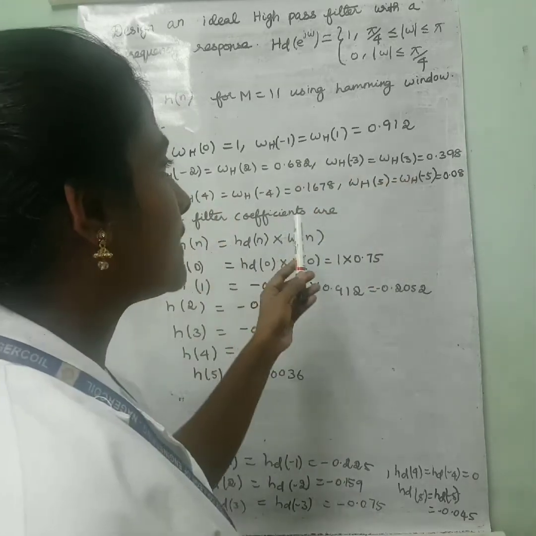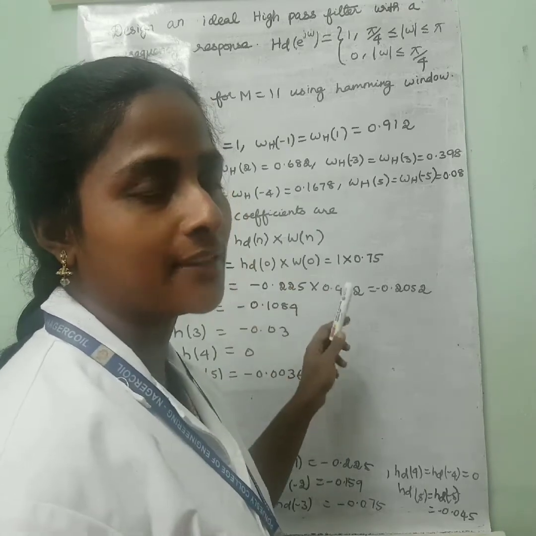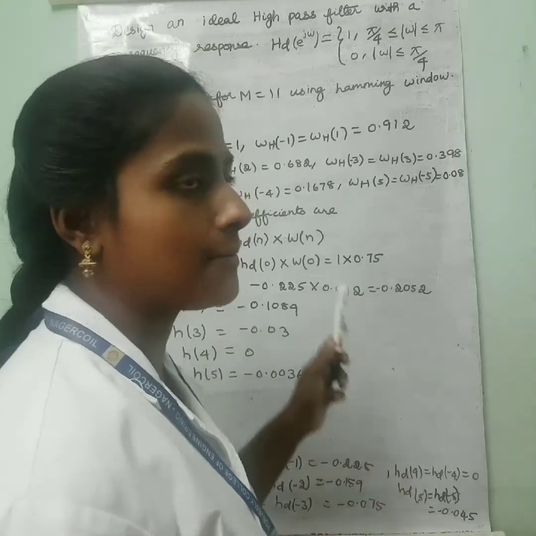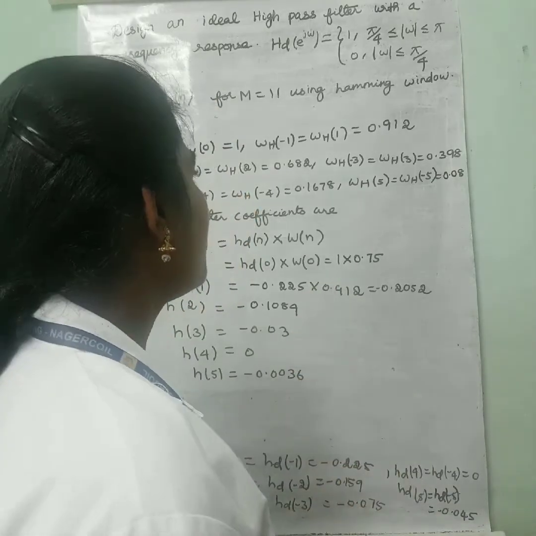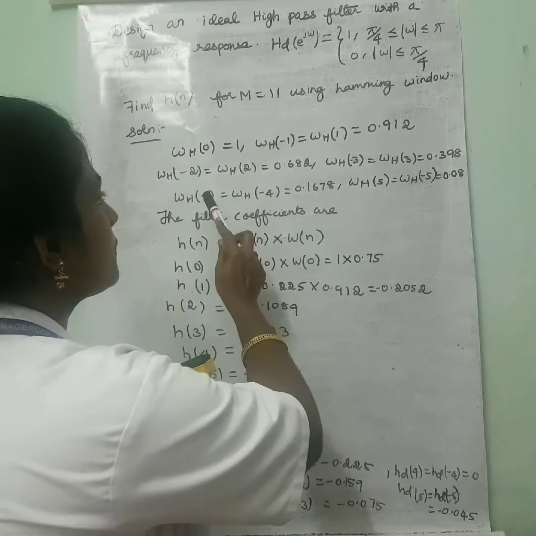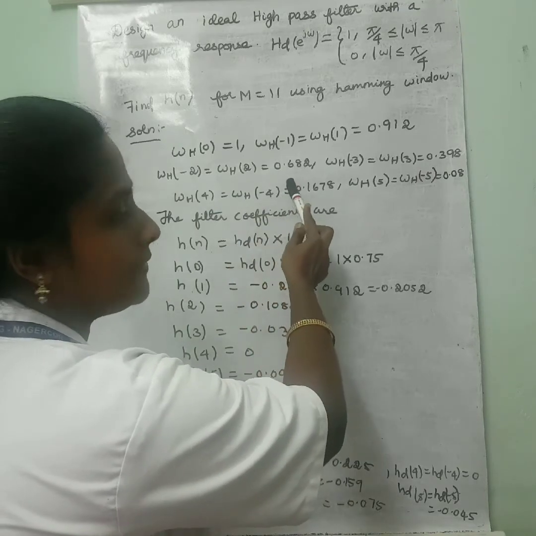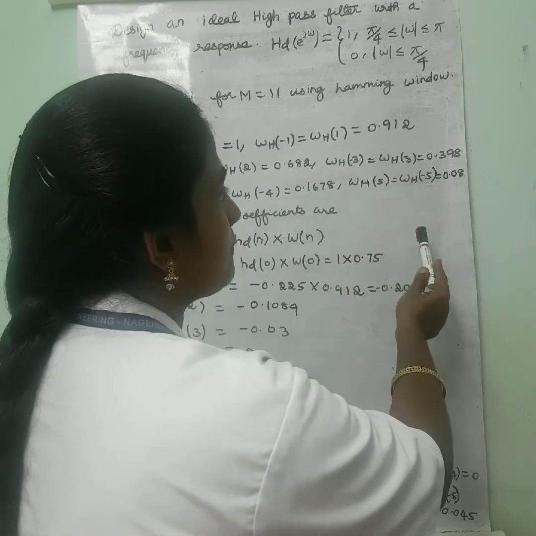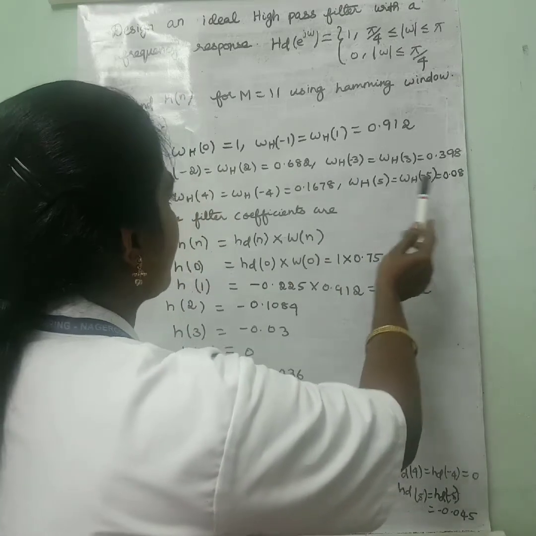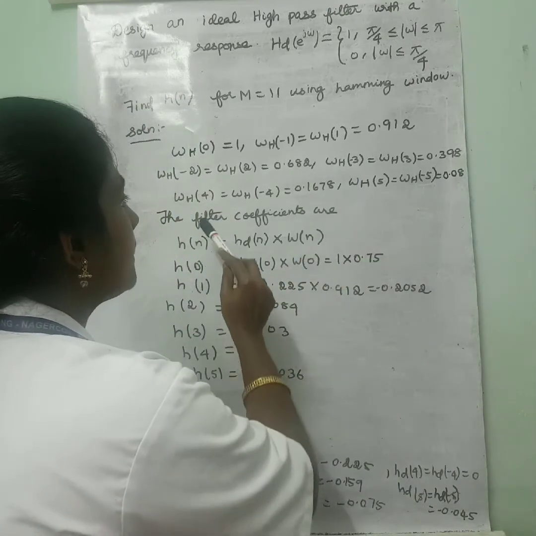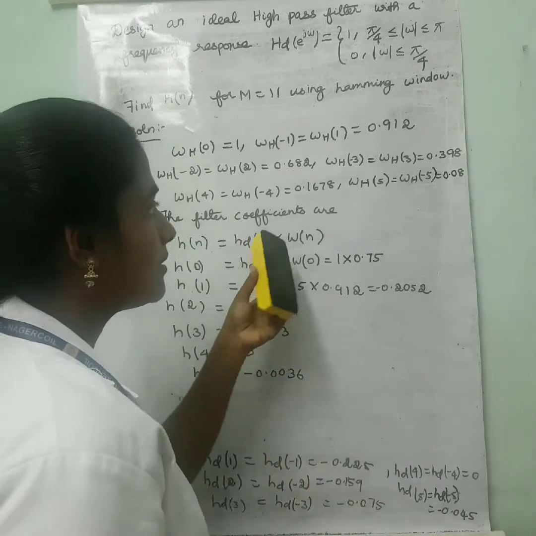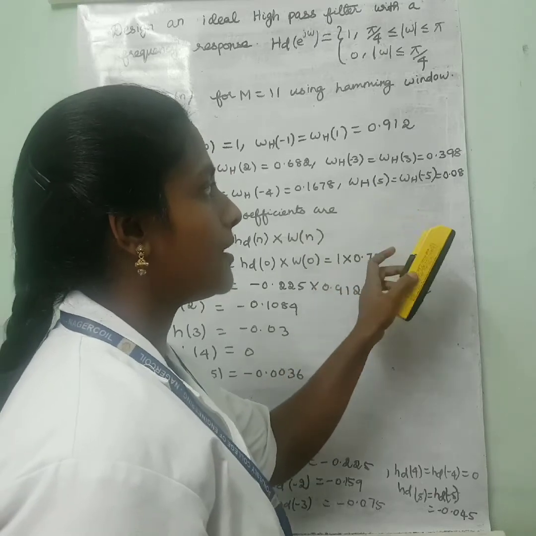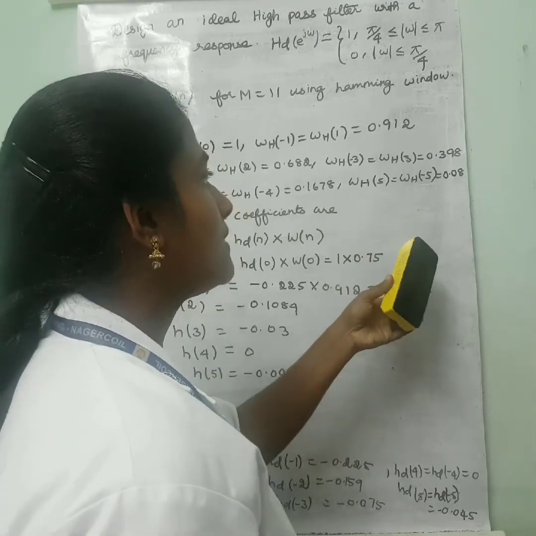Like this you have to find the values of w of 2, w of 3, w of 4 and w of 5 in the window function, substituting the values of n. Here w of 2 is equal to w of minus 2 equal to 0.682, w of 3 is equal to w of minus 3 is equal to 0.398 and w of 4 is equal to w of minus 4 is equal to 0.1678. Similarly, w of 5 is equal to w of minus 5 is equal to 0.08.